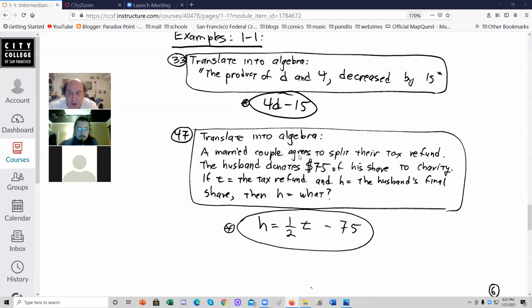Okay, here, translate into algebra. A married couple agrees to split their tax refund. He donates $75 of his share to charity. If T is the tax refund and H is the husband's final share, then what's his share? Okay, fine. Well, T is the tax refund. We split it into a half T. Then he donates $75 to charity. So the husband's share is a half T minus 75. So this is the equation.